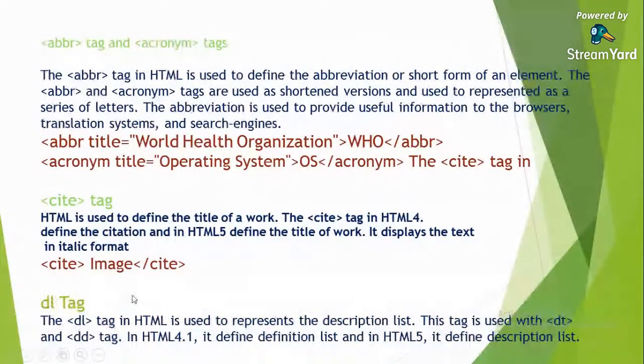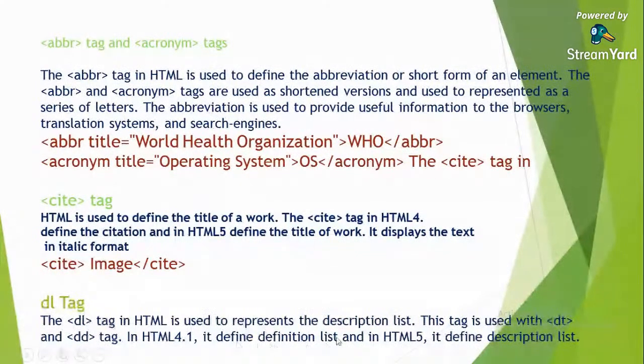So for that purpose, this DL, and within the DL, DT and DD, these two tags are used. The DL tag represents the description list, and it is used with the DT and DD tags. Within the DL we'll use another two tags, one is DT and another is DD. DD is for the description of that particular heading or topic. As I told, in a few versions it has different meanings. In HTML 4.1 it defined the definition list, and in HTML5 it defined the description list.